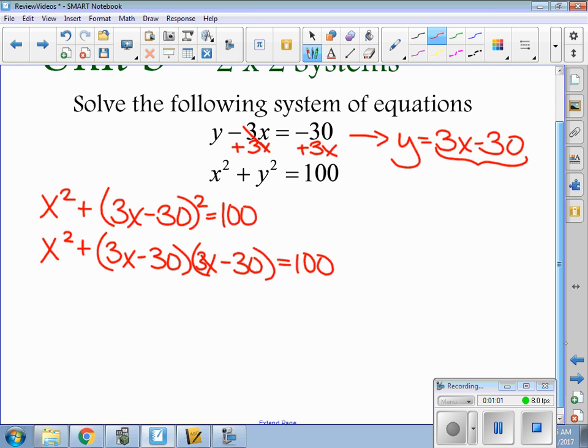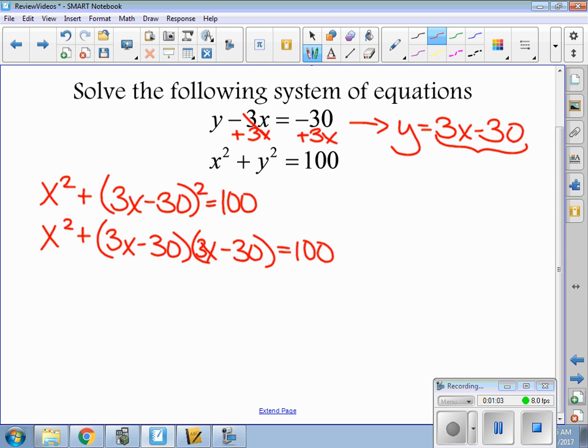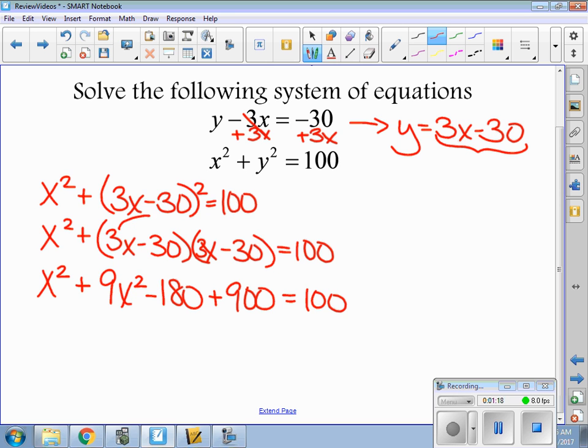Okay, so we're foiling or double distributing or whatever you like to call it. But as we multiply that out and combine our like terms, what we're going to end up with is 9x squared minus 180x plus 900. And then it's still equal to 100. Okay, so that comes from first, outers, inners, last, and then combining like terms.